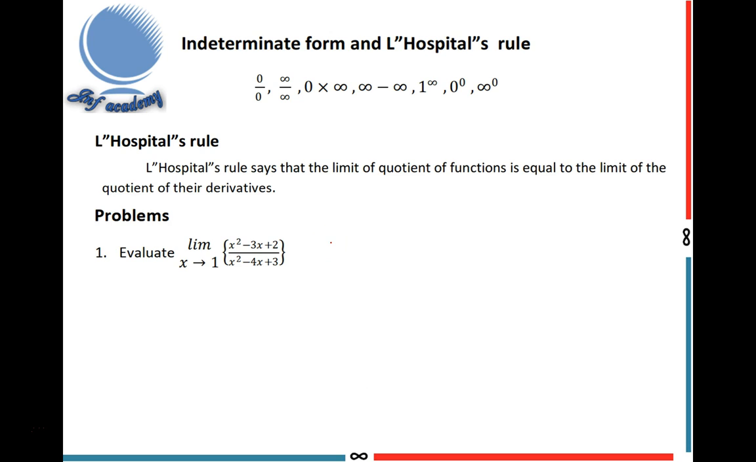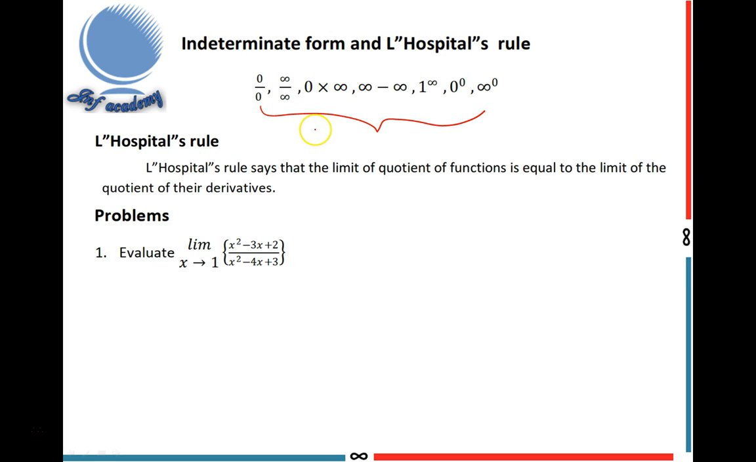Next, indeterminate form and L'Hospital rule. What is an indeterminate form? While computing the limits of a certain function f(x), we may come across the following situations, that is 0 by 0, infinity by infinity, 0 into infinity, etc. These are called the indeterminate forms.